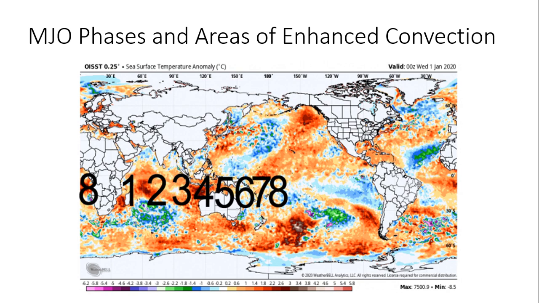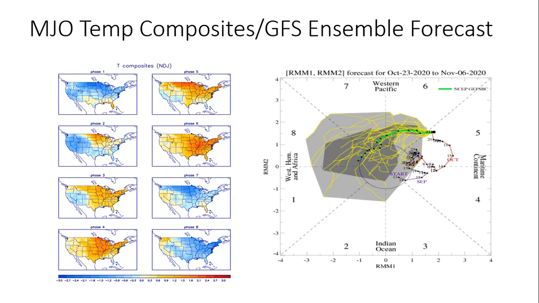So this is a really nice diagram when you're talking about MJO phase forecast and where the enhanced areas of convection are actually occurring in the equatorial areas. Where we're looking for that enhanced convection is going to correlate with the MJO phase. Now moving ahead to the actual MJO temperature composites, on the left-hand side of the graphic, I'm showing you temperature composites for November, December, and January.